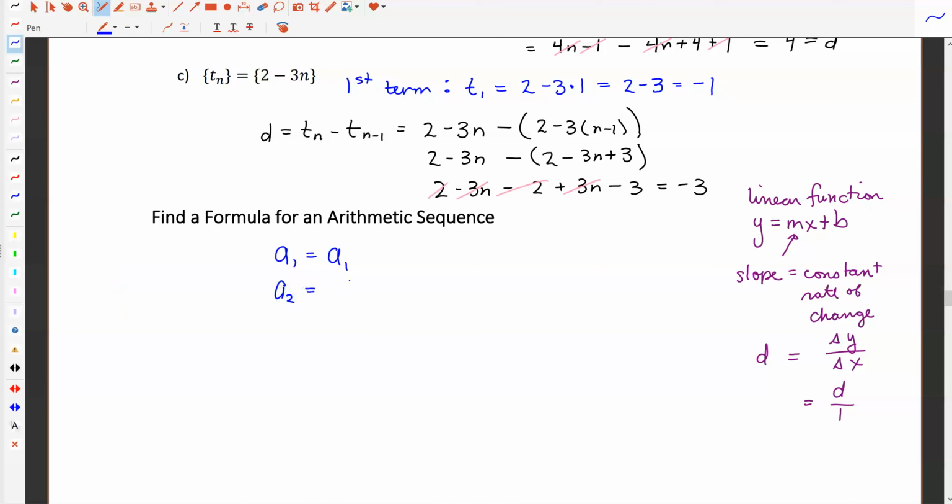Okay, anyway, a sub 2 is equal to, recursively, I take the previous term, a sub 1, and I add my common difference, d. Okay, that's not too bad. The next term in my sequence, a sub 3, is equal to a sub 2, the previous term in my sequence, and I'm going to add that common difference, d. But a sub 2 is equivalent to the expression a sub 1 plus d. So if I substitute that in, a sub 1 plus d, for a sub 2, then I'll have this other plus d, so then I get a sub 1 plus 2d.